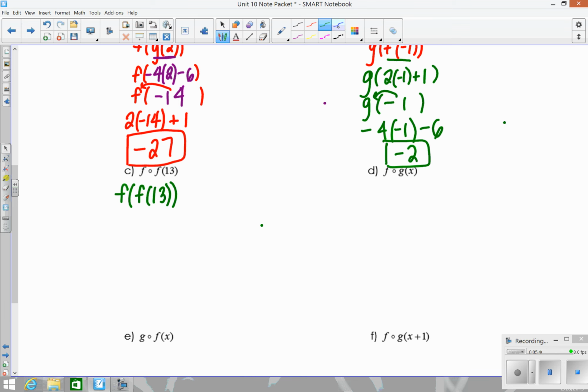So start with the inside, and you're going to plug 13 into function f. So we have 2 times 13 plus 1. So evaluate this. We get 27. Take 27 now and plug it into function f again. So we have 2 times 27 plus 1. Evaluate that, we get 55.